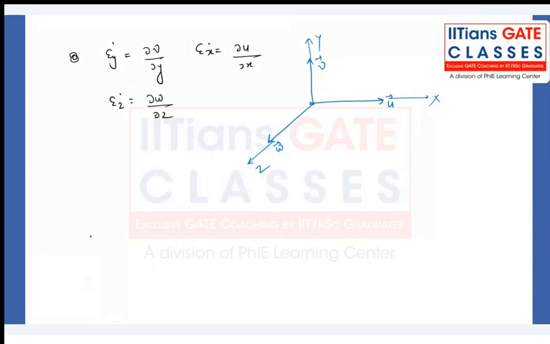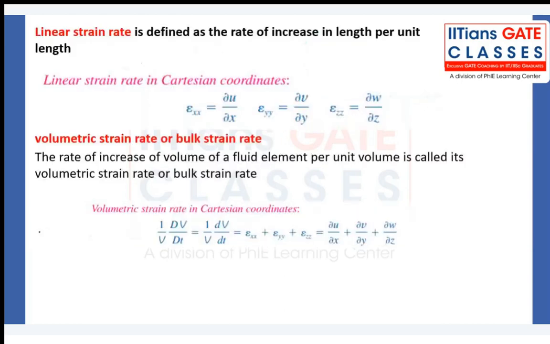Done. Now, as you can see, the linear strain rate is defined as the rate of increase in length per unit time per unit length, right? That is a linear strain rate. In a particular Cartesian system, we can write this way.